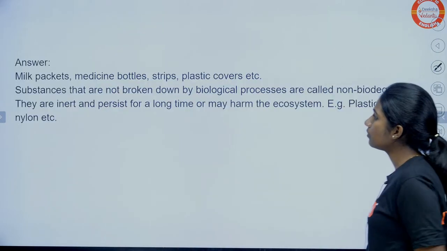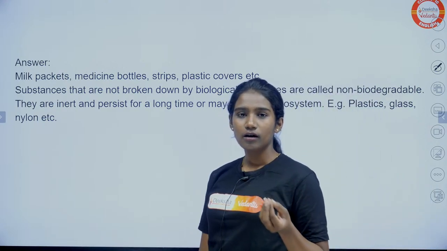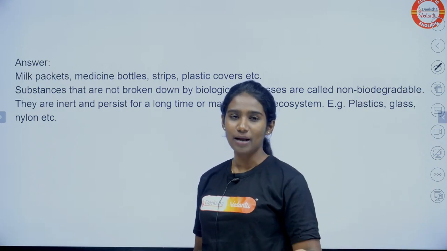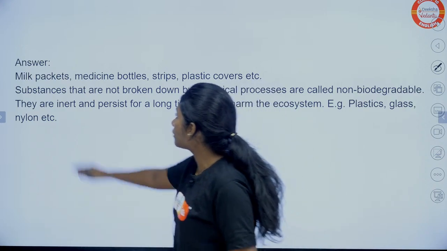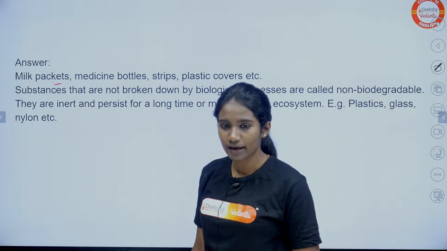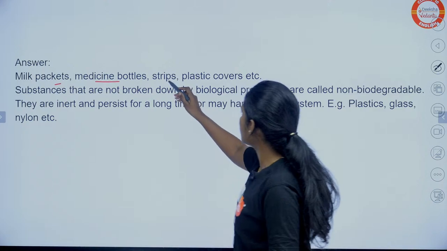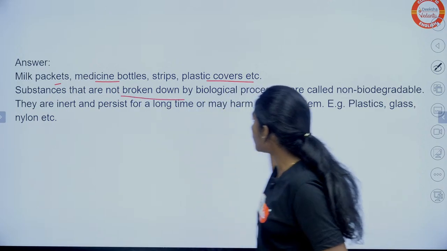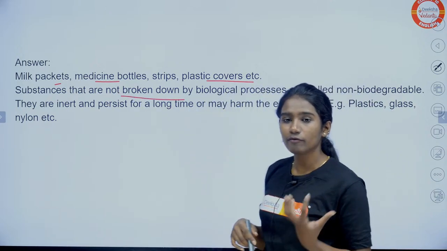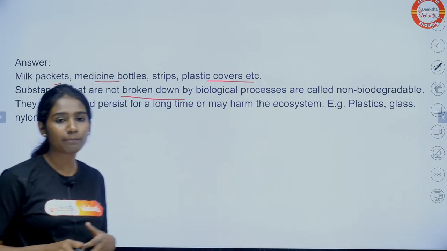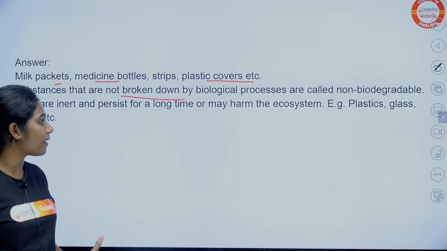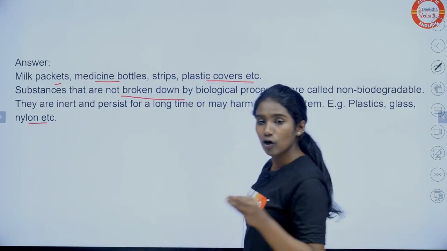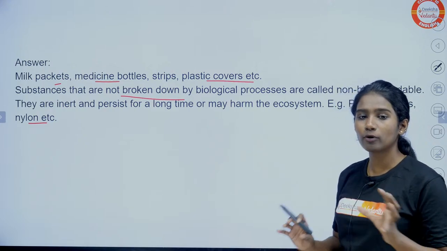Okay, so now see, your waste material will have, as I told you, wet waste and dry waste. Dry waste, let's say there will be paper, plastic bottle covers and all that. Even from the kitchen, milk packets will be there, right? These milk packets, medicine bottles, strips, plastic covers, all these substances are not broken down at all. They cannot be degraded. Why? Because they are non-degradable and they are made up of harmful chemicals. They are made up of plastics, and it can be glass also or nylon. These cannot be broken down easily.